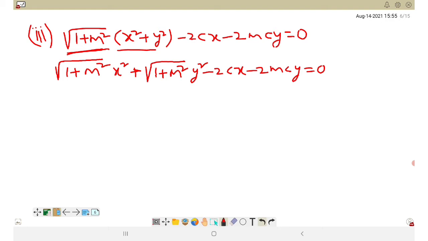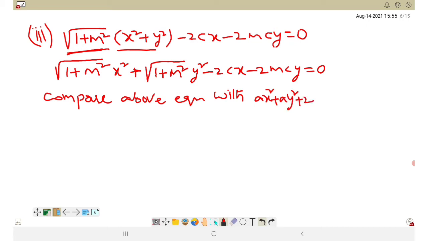Now compare the above equation with ax square plus ay square plus 2gx plus 2fy plus c is equal to 0. So here the x square coefficient is a, and here the x square coefficient is square root of 1 plus m square.